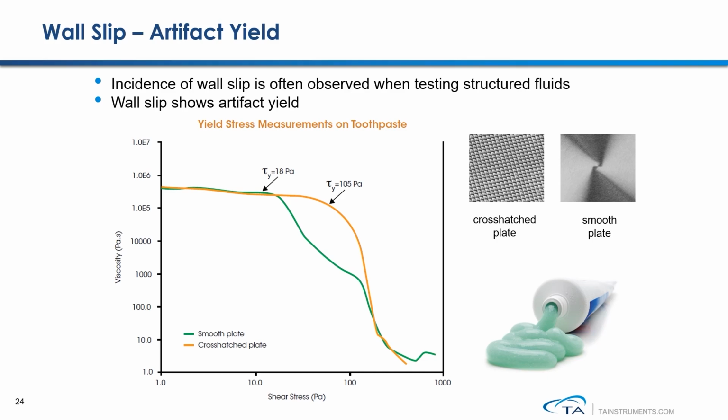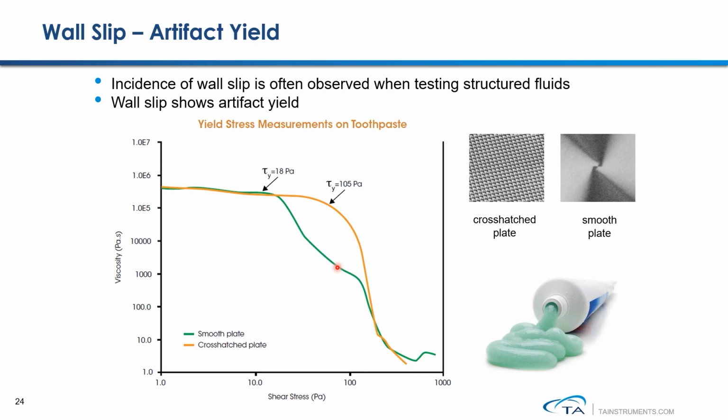Here is an example of testing the viscosity and yield stress of a toothpaste using two different kinds of geometries. The green curve shows the flat surface geometry results. The results show that at a stress greater than 18 Pascal, the sample shows one yield stress. After that, the sample behaves shear thinning. When the shear stress is greater than 100 Pascal, it shows a second yield.